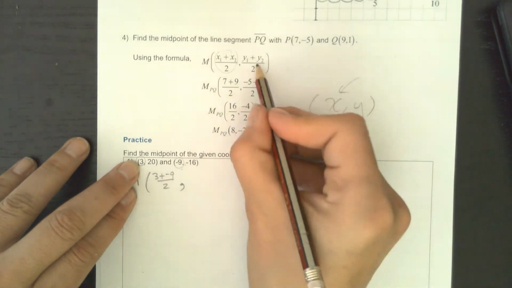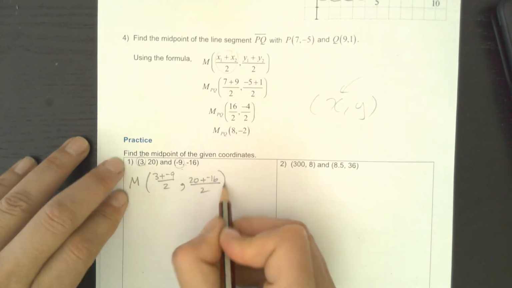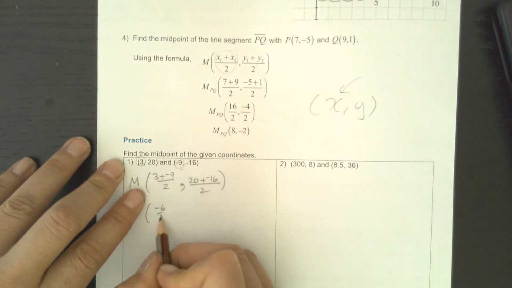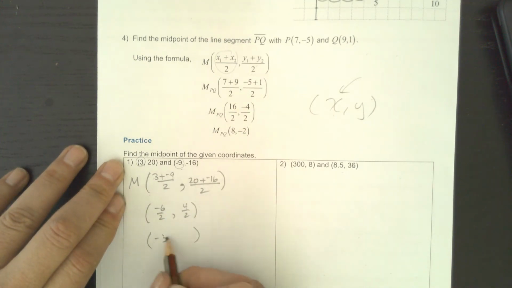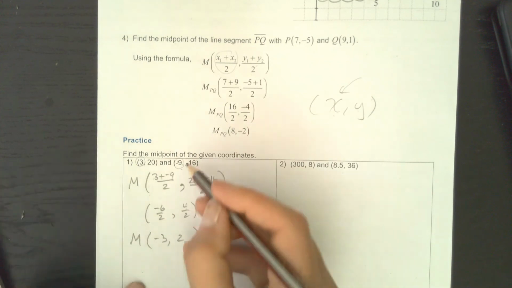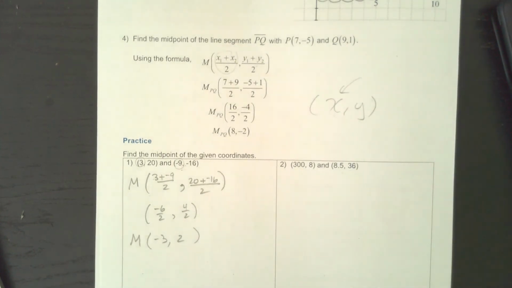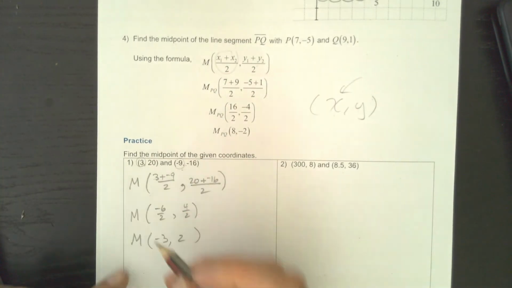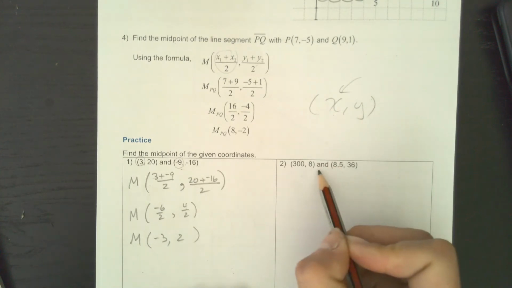Now I'm going to do the y values: 20 plus negative 16 over 2. So this is going to be negative 6 over 2, and this is going to be 4 over 2. That's negative 3, and that's 2. So the midpoint between these 2 points is this. I'm doing the same thing with the formula, but now I'm doing it in a more structured way, between brackets with a comma in between. That's my midpoint.